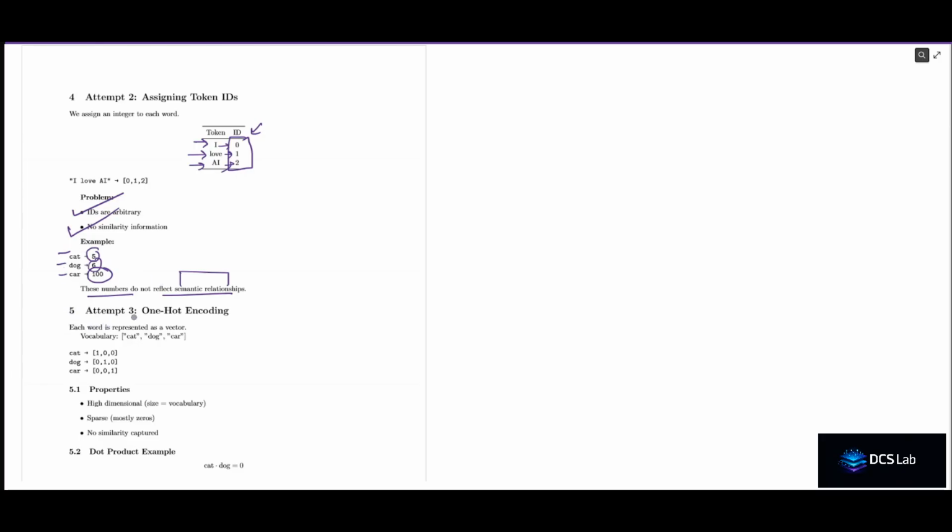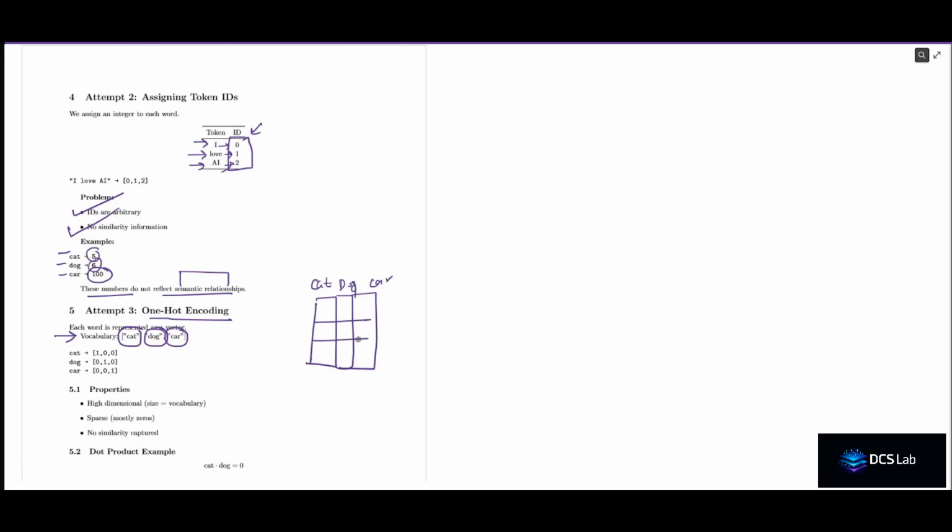The third attempt would be one-hot encoding. This is pretty interesting. Suppose we have a vocabulary of size 3. We have 3 words in the vocabulary: cat, dog, and car. So we have 3 columns. Suppose this is for cat, this is for dog, this is for car.